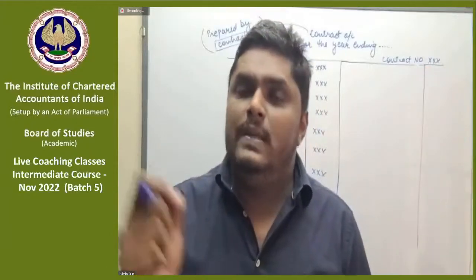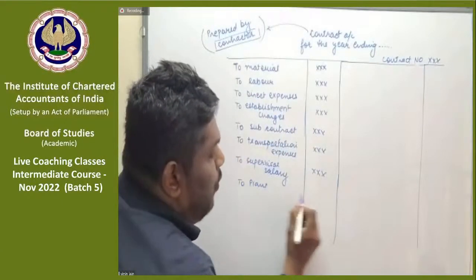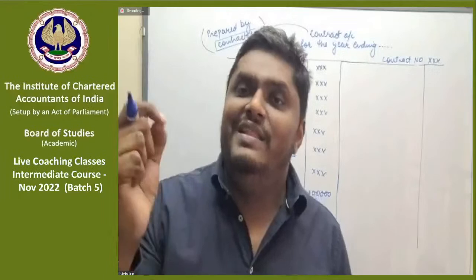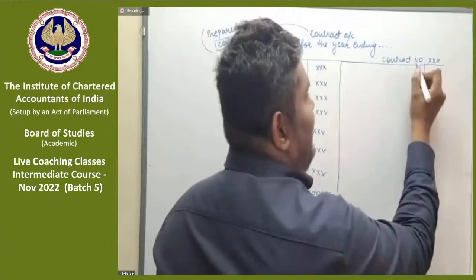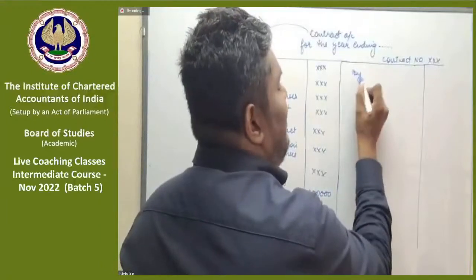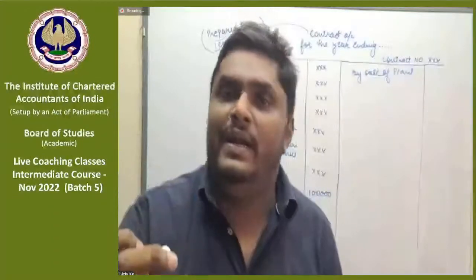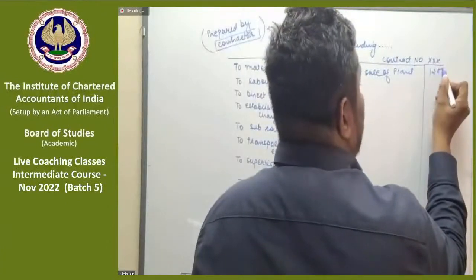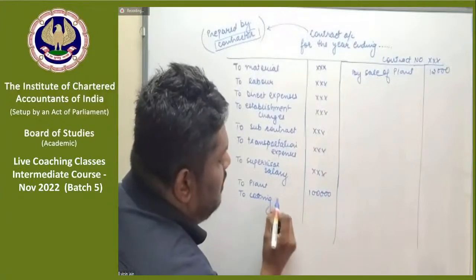There is a plant that is supplied to site at 1 lakh rupees. So we will write to plant 1 lakh rupees. Now it is given in the question that a plant costing rupees 10,000 was sold for 12,000. So very simple, by sale of plant. Similar to the treatment we have discussed in the material part, that is by sale of plant 12,000 and the profit will be removed on the debit side, that is to costing P&L 2,000.